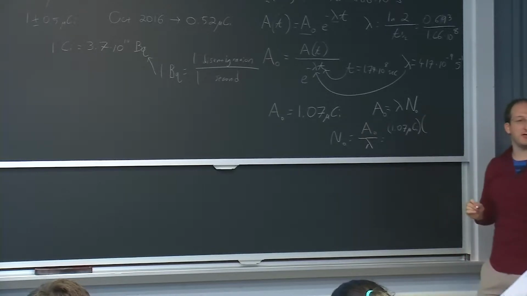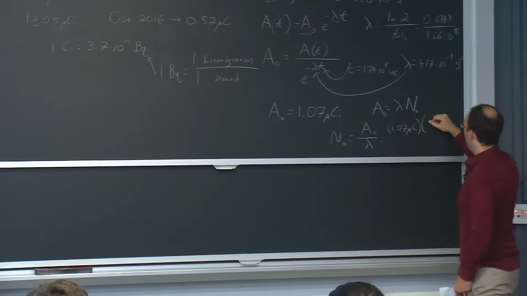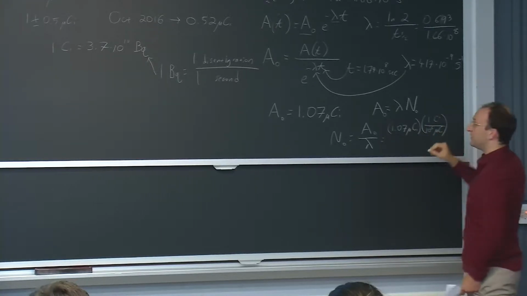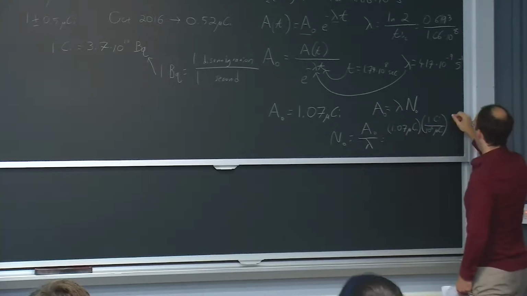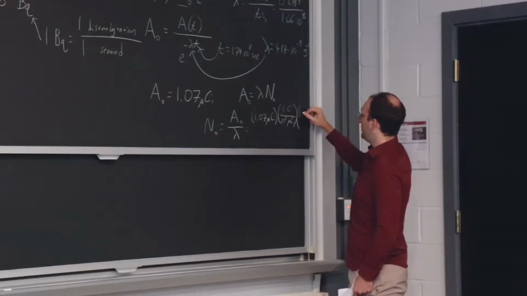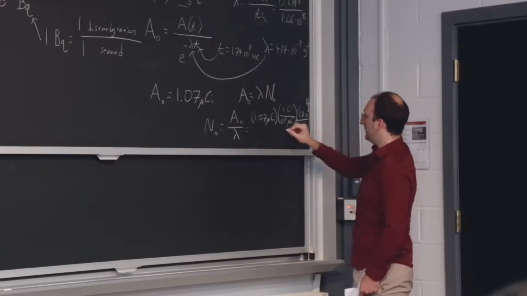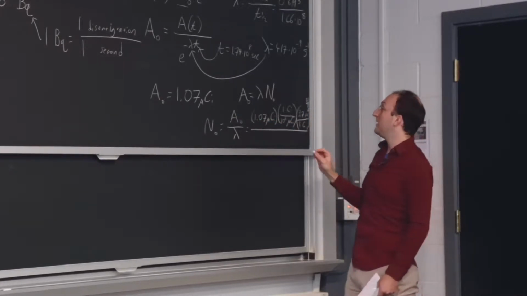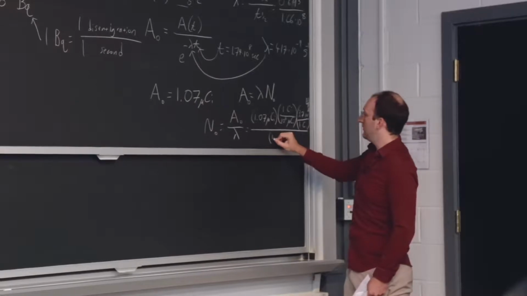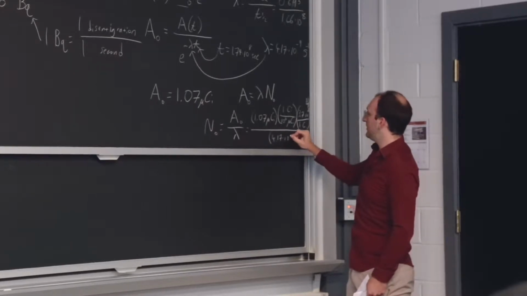Let's convert up to curies. So we know that there is 1 curie in 10 to the 6 microcuries. And we'll use that conversion factor right there, times 3.7 times 10 to the 10 becquerels per 1 curie, divided by our decay constant, 4.17 times 10 to the minus 9 per second.